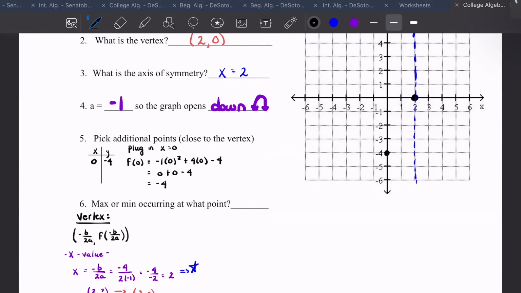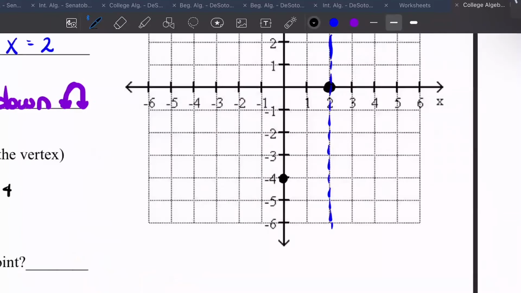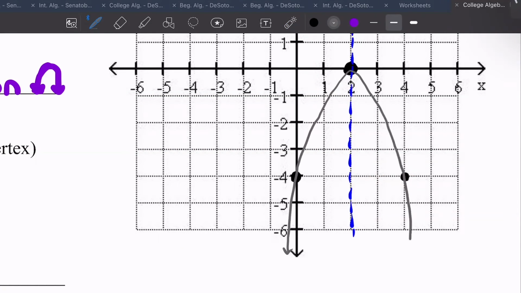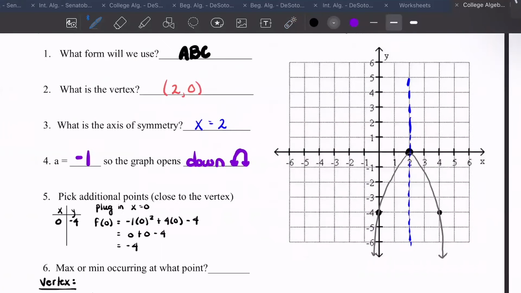Okay, and because of symmetry, we can plot another point directly on the other side of our axis of symmetry, in line with that 0, -4. All right, so this is 1, 2 away from the axis of symmetry, so we're going to go 1, 2 this way and make that a point, and then draw our parabola. And there it is, okay?